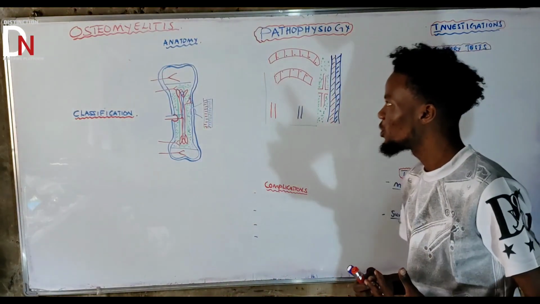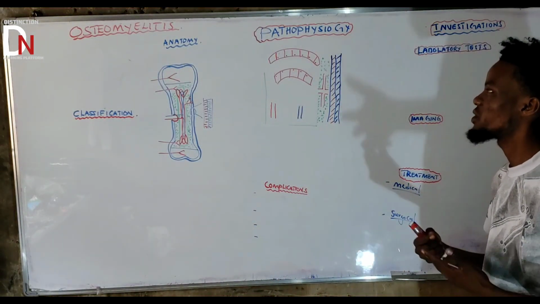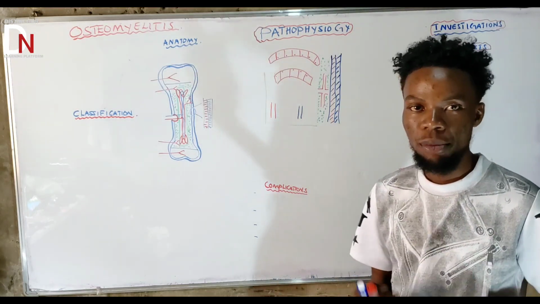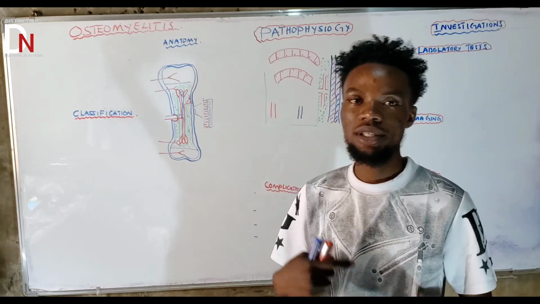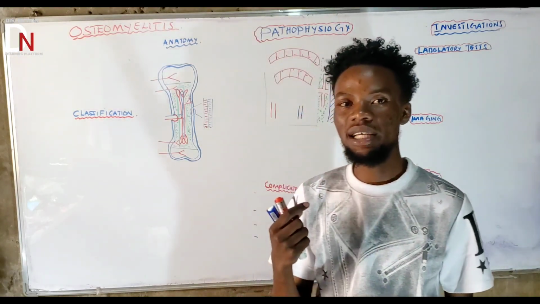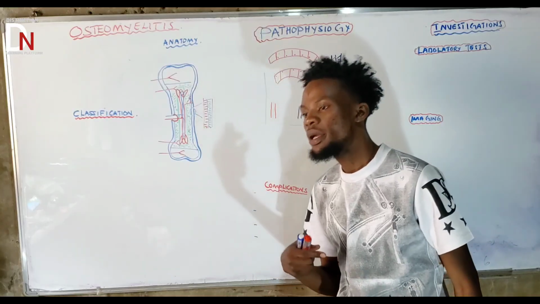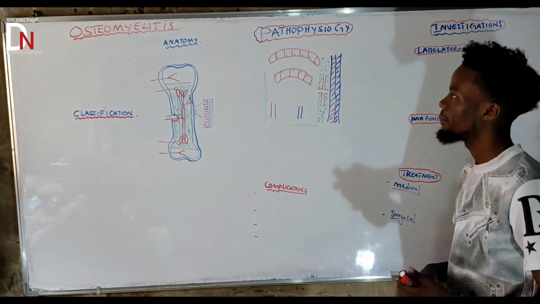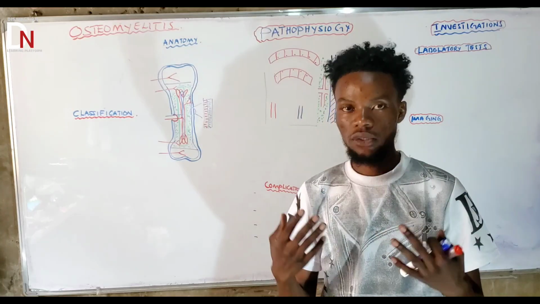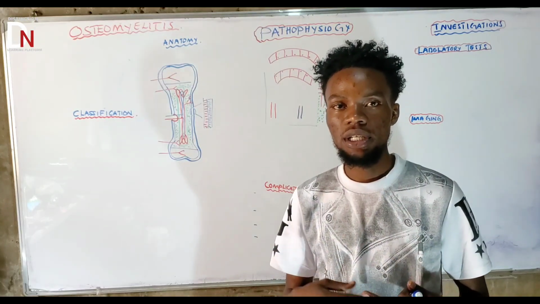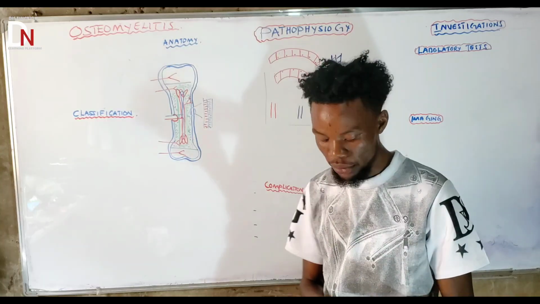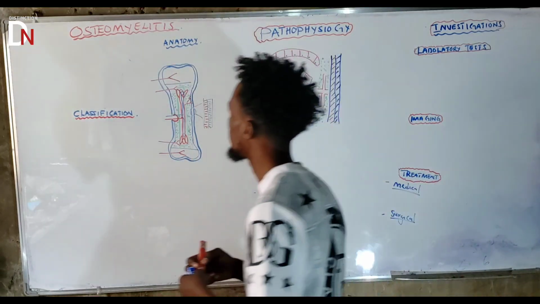So in this video, we're talking about osteomyelitis, which is under surgery. Remember that surgery has two parts: general surgery and orthopedic surgery. Osteomyelitis is studied under orthopedic surgery. Now, what is osteomyelitis? Osteomyelitis basically starts as inflammation or infection of the bone and bone marrow.